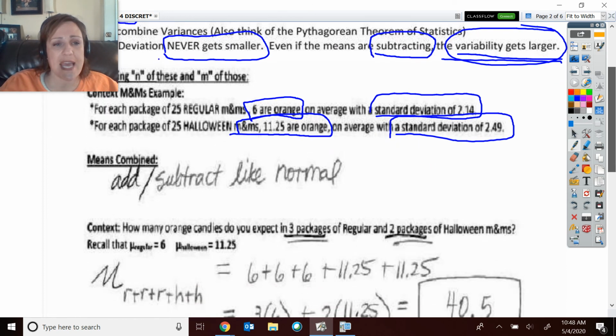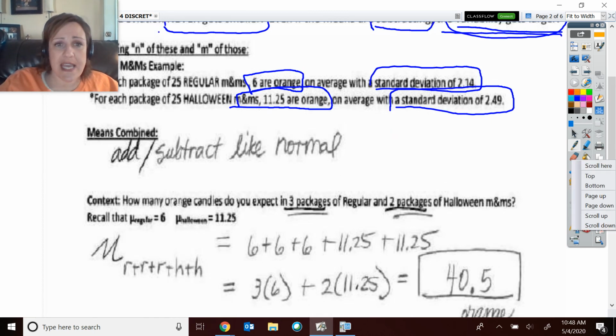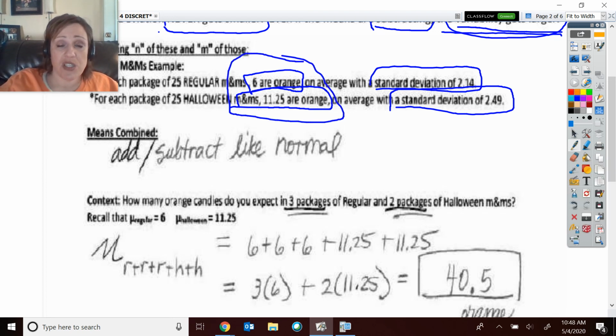All right, so the mean is going to add or subtract like normal. If I wanted to say, on average, how many orange do you expect in one bag of each? You would just say 6 plus 11.25. But I'm just adding a level of difficulty. How much do you expect in 3 packages of regular and 2 packages of Halloween? You went trick-or-treating and that's what you got.